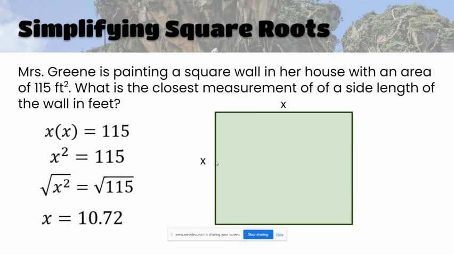Now, one quick note, if you want to enter a square root into the calculator, you're going to do second, x squared, and that will give you the radical sign. Again, that's second, which is the blue button, x squared.